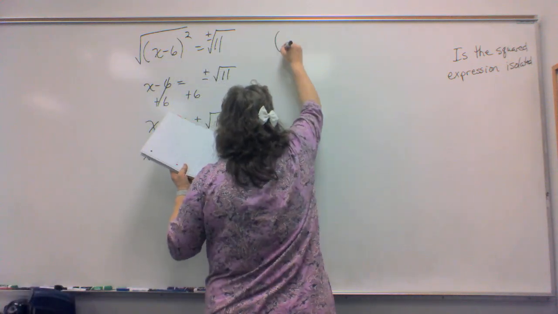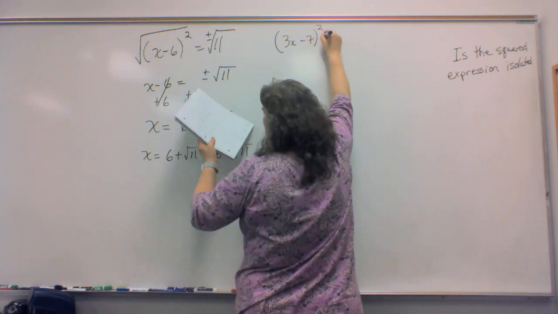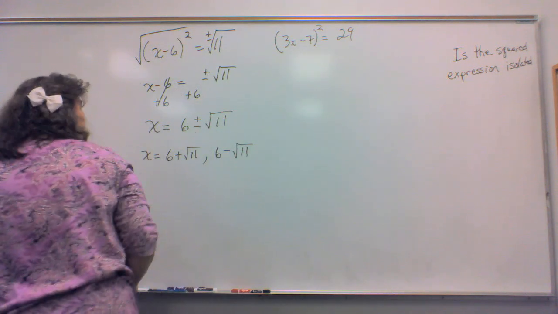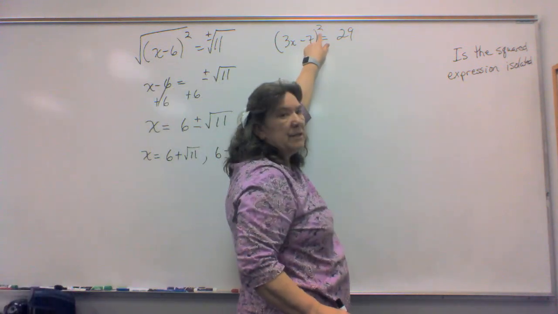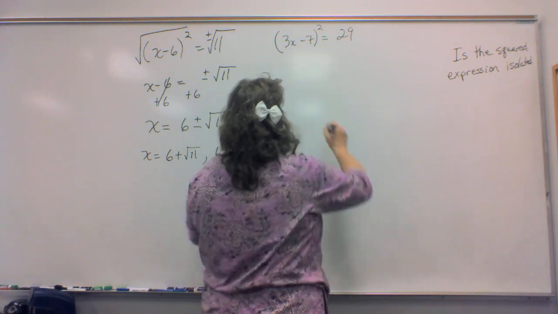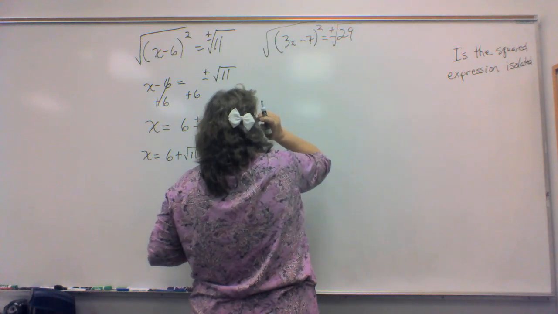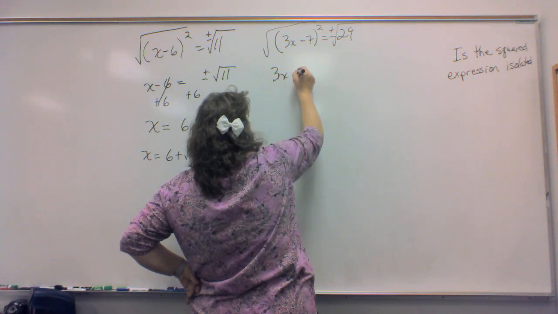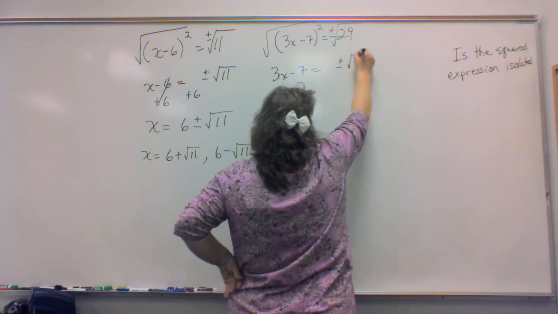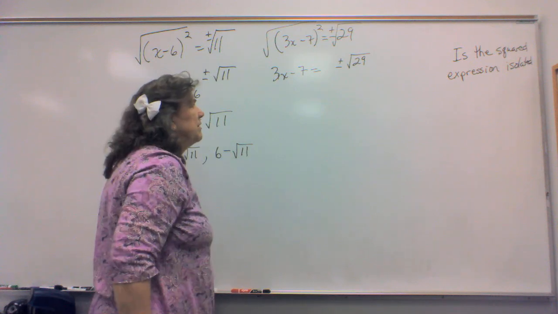Another one, 3x minus 7 squared equals 29. Again, note, the square is isolated because everything is inside the parentheses. So again, we're going to undo it with the square root and your plus and minus. So this gives us 3x minus 7 is equal to plus or minus the square root of 29. That's a prime number and it won't simplify.